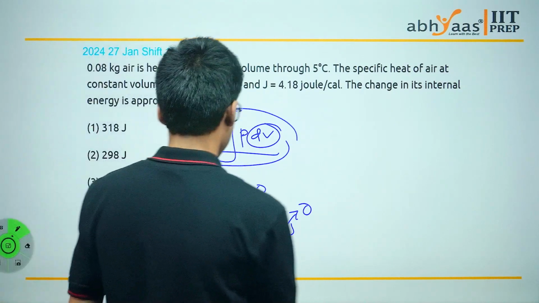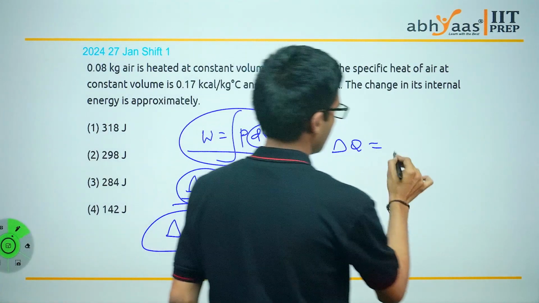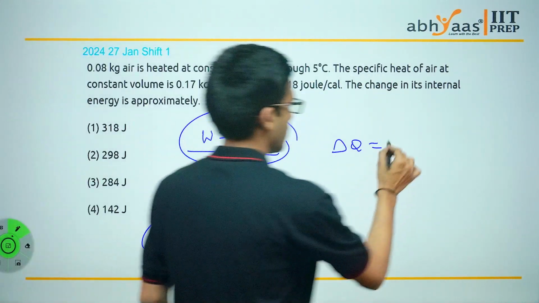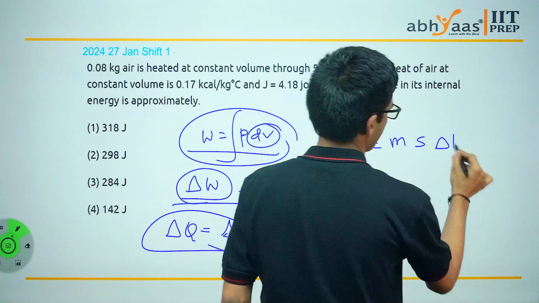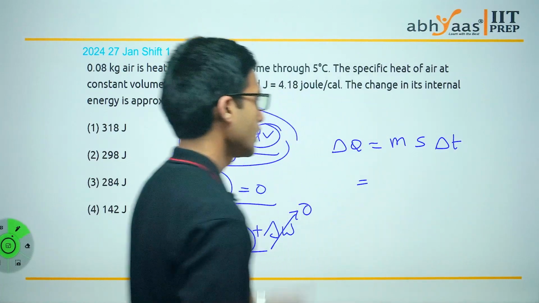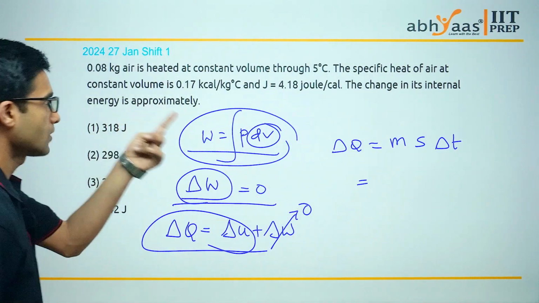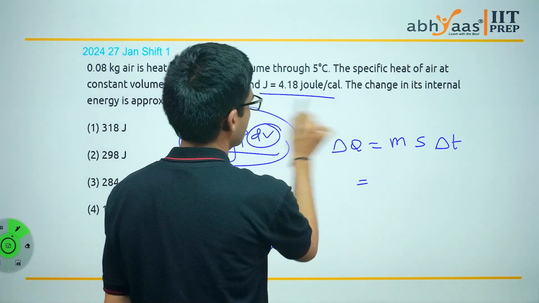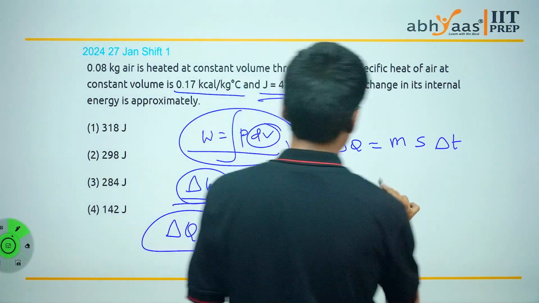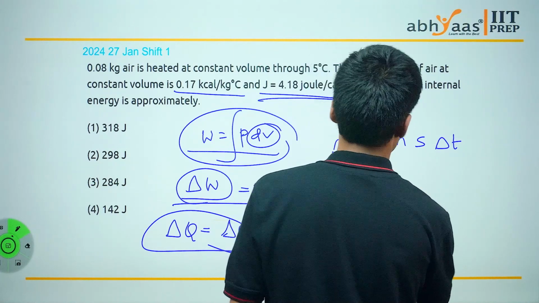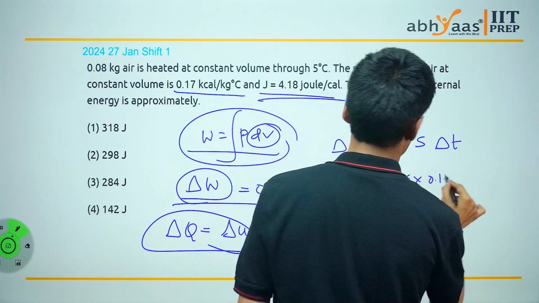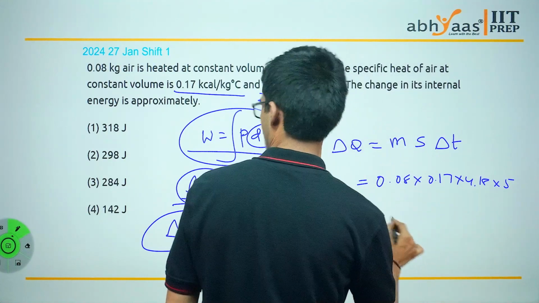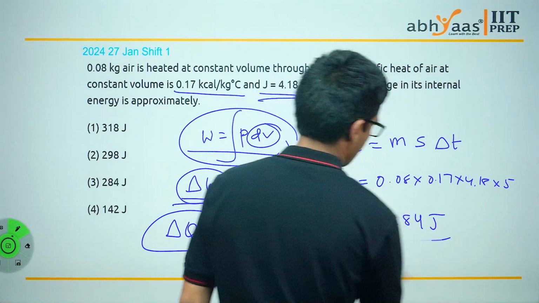When there is only a change in temperature, delta Q equals M S delta T. Here M is given, S is given, and delta T is given. We need to get the answer in joules. S is given in calories, so we need to multiply with the J value. Then we get 0.08 into 0.17 into 4.18 into 5. If you multiply, you will get 284 joules. This is the answer.